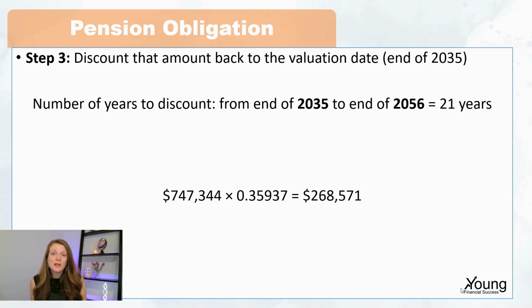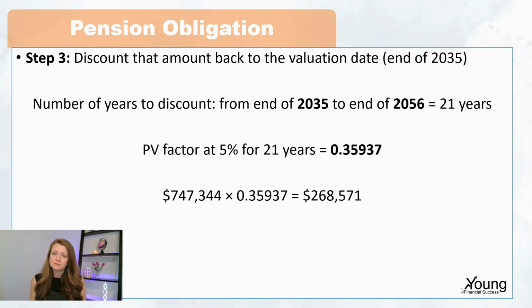But since we have 21 years for it to grow, now we're going to calculate the present value to get to how much we need in 2035. So we're going to use the present value table of a one-time dollar amount because we only need that 747 one time. Then it will start paying out the payments each year. So we take the present value of 5% and we have 21 years for it to grow. It gives us the factor of 0.35937.